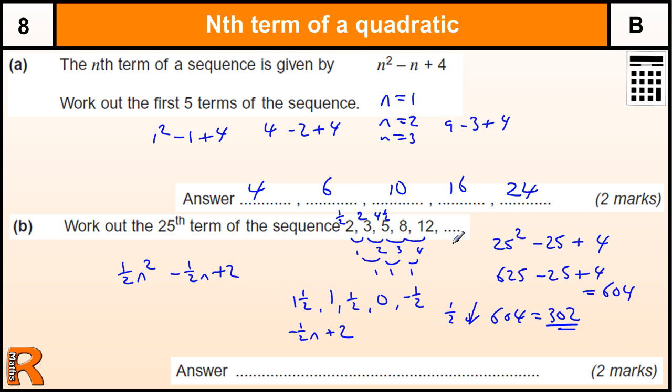But as I said before, it's much quicker if you can spot this connection, that these numbers are half these numbers. Much quicker, to get you 2 marks.